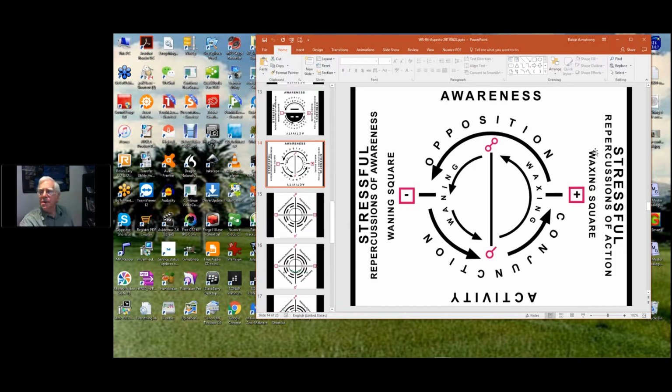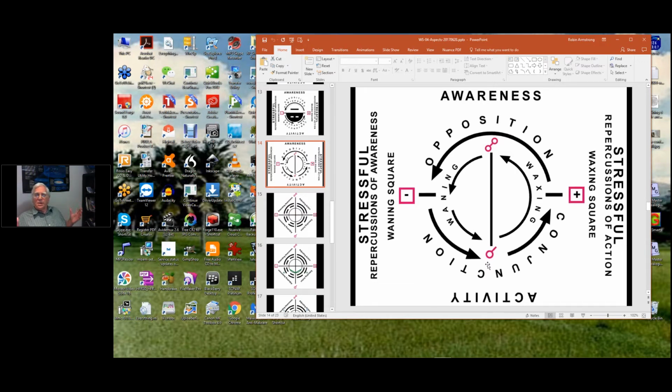So this is how it really looks. You have the waxing and the waning on the inner circle. You have the conjunction half and the opposition half, the activity and awareness halves, on the outer circle in this graph. You see the squares, you see the conjunctions and oppositions. These are the four main aspects, the four major aspects in a chart.